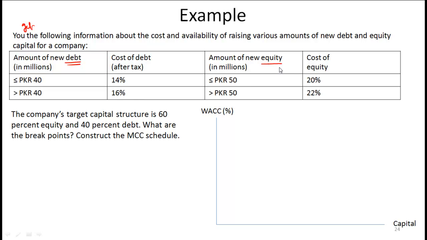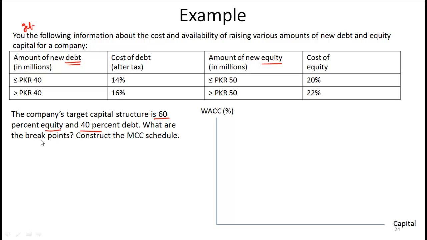For new equity, if equity issued is less than 50 million, then the cost of equity is 20%. Greater than 50, then the cost of equity is 22%. Now we are also given the target capital structure, which is 60% equity and 40% debt.